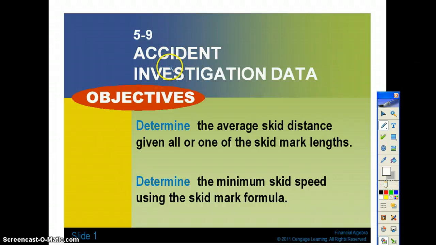All right, so our last section of this chapter is going to be to talk about accident investigation data. Our two learning targets are to determine the average skid distance given all or one of the skid mark lengths, and to determine the minimum skid speed using the skid mark formula. So those are the two things we'll do. We're going to chop this section up into 2 days. This is just the first day, and then tomorrow night you'll take a look at day 2.